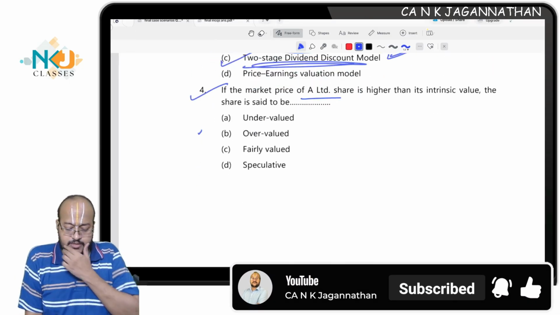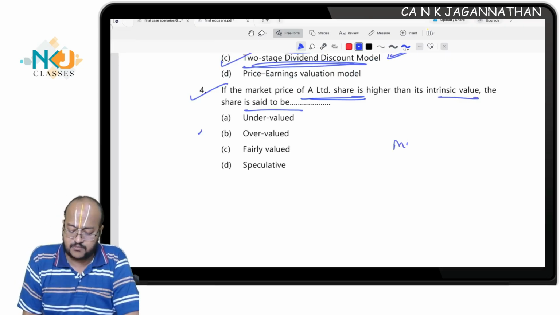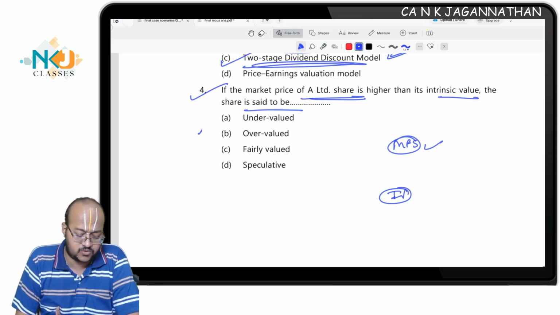Next, question number 4. If the market price of A Limited share is higher than its intrinsic value, the share is said to be undervalued? Very simple. This is the market price per share and this is the intrinsic value, the fair value. If the quoted market price is more than the fair value, obviously the market price is higher than the intrinsic value, so it is overvalued.